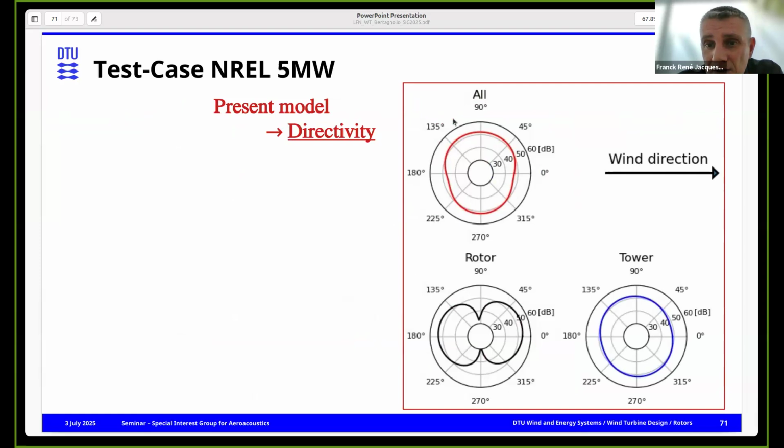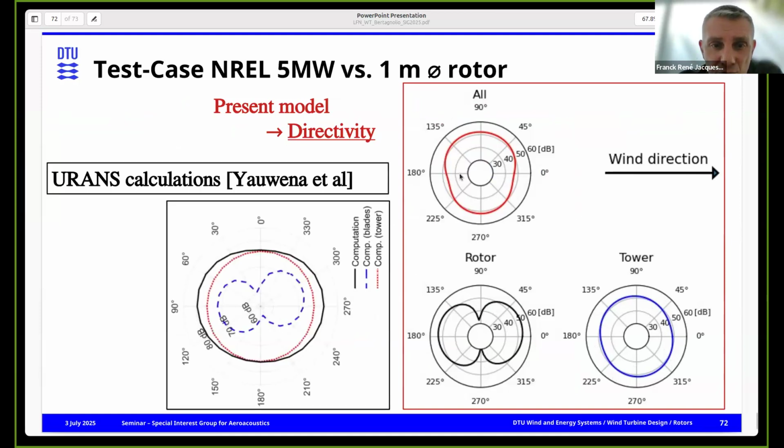We look at directivity. On the left, here's the rotor, again with this noise dip in the transversal plane. And then you have the tower, which is much more monopole-like. And when you sum up the two, you have this one. And here I'm comparing with the calculation from this group in Australia, and we recover basically the same, at least the same dipole-like emission directivity for the rotor, and a more monopole-like one for the tower. Here the tower is in red, and the combination is in black.